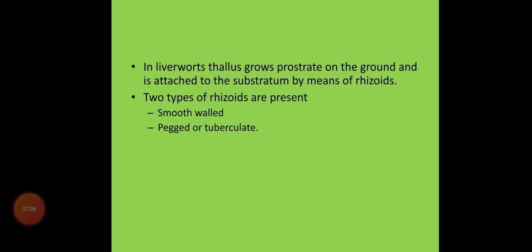There is one more very important question. Bryophytes show two different kinds of rhizoids. One is smooth-walled rhizoids. Another is pegged or tuberculate rhizoids. And also the plant body shows multicellular scales. Already you saw the picture. The multicellular scales are present on their body surface.